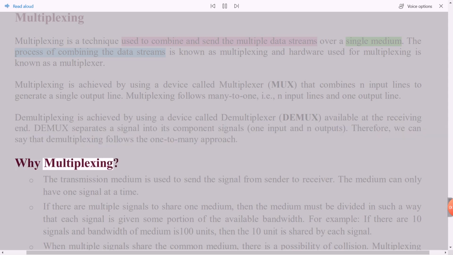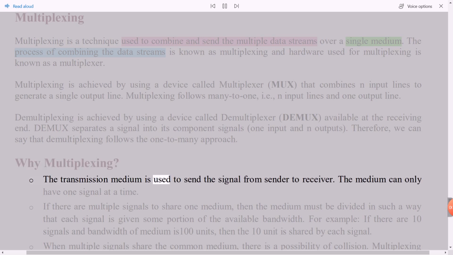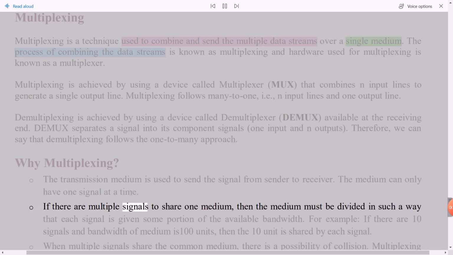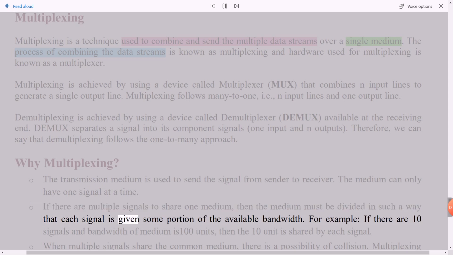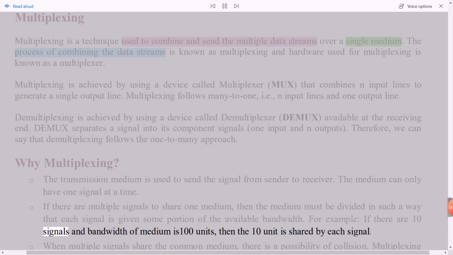Why multiplexing? The transmission medium is used to send the signal from sender to receiver. The medium can only have one signal at a time. If there are multiple signals to share one medium, then the medium must be divided in such a way that each signal is given some portion of the available bandwidth. For example, if there are 10 signals and the bandwidth of the medium is 100 units, then 10 units are shared by each signal.